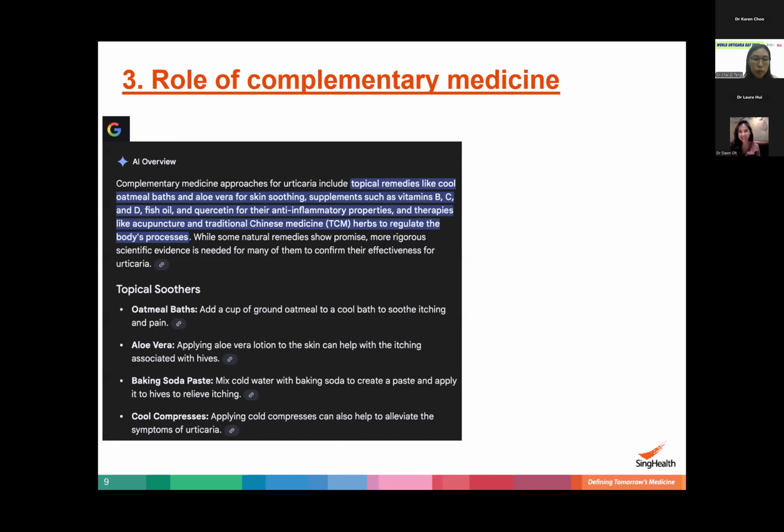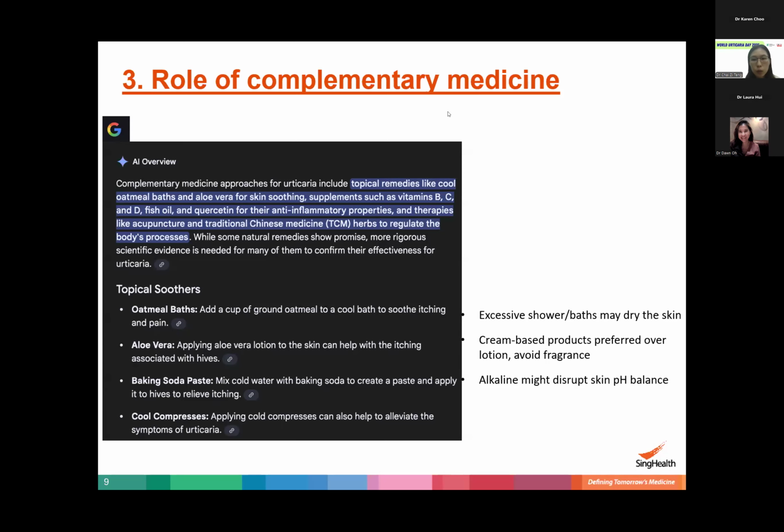The first thing that comes up would be topical soothers, for example oatmeal baths, aloe vera, and baking soda paste. Would we recommend that? For baths, I tend to advise avoiding excessive bathing or showering because that may dry the skin, and dry skin may cause you to itch. So if you just use a gentle cleanser and bathe 1 to 2 times a day to clear your skin, I think that's sufficient.